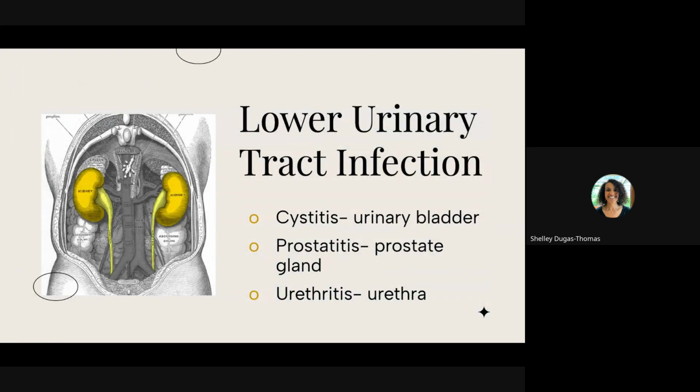A lower UTI is usually caused by bacteria entering the urinary tract through the urethra. Other sites of infection include the bladder, prostate. Often E. coli is the most common bacteria.